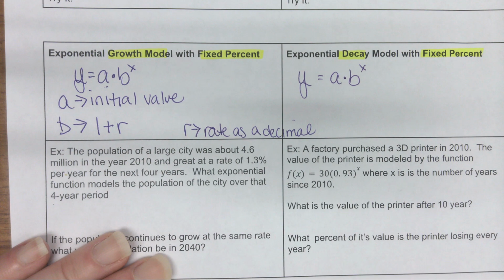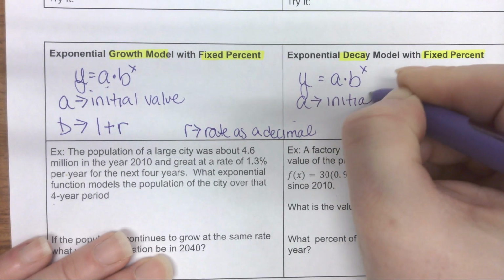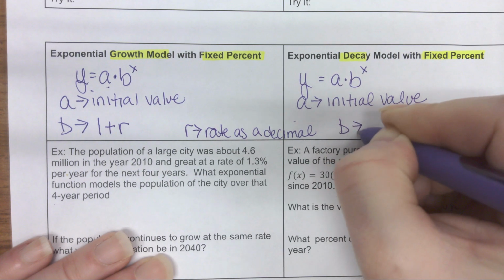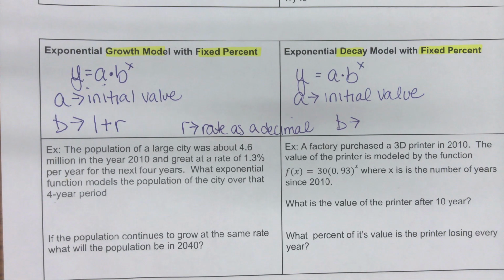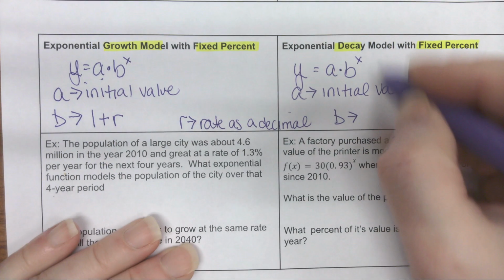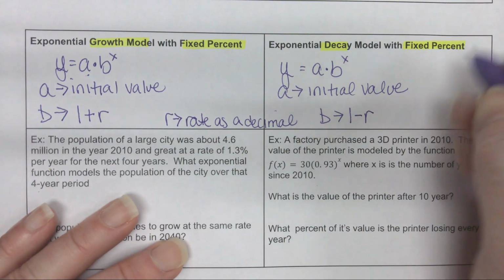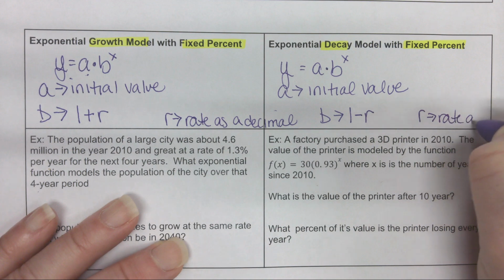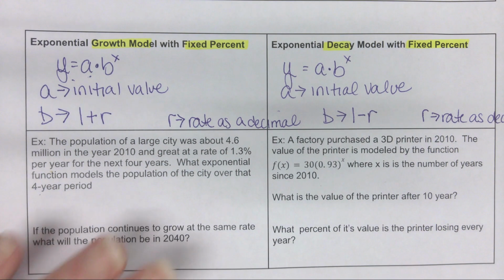Well, A is my initial value. Who remembers what I do with B this time? Yes, it's 1 minus the rate. And the rate, again, is a decimal. This is like flipped around, okay?